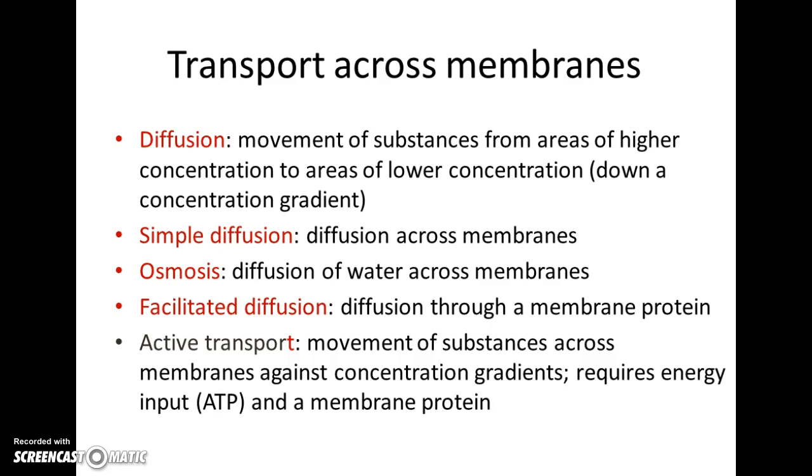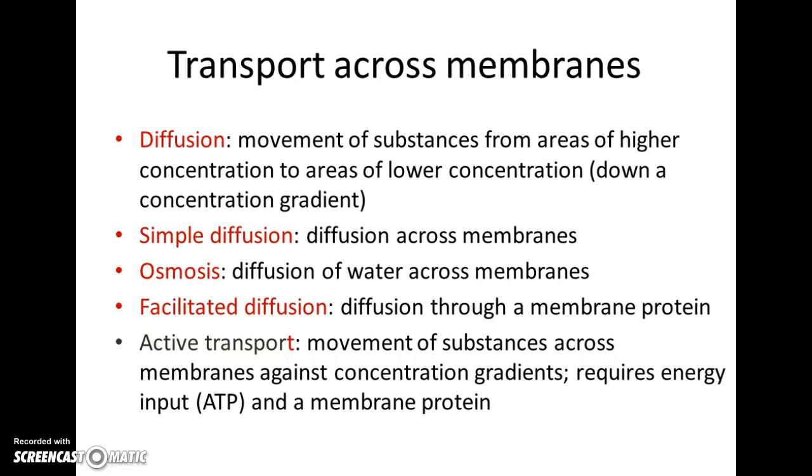So we can transport these products across the membranes in a few different ways. We can do this through diffusion, which is the movement of substances from higher concentration to lower concentration. Osmosis is considered diffusion of water across membranes. So you can use simple diffusion and osmosis kind of interchangeably, but osmosis refers to water. Facilitated diffusion diffuses through a very specific membrane protein, and then active transport requires a little energy for that to happen. So you're going from an area of lower to higher concentration.